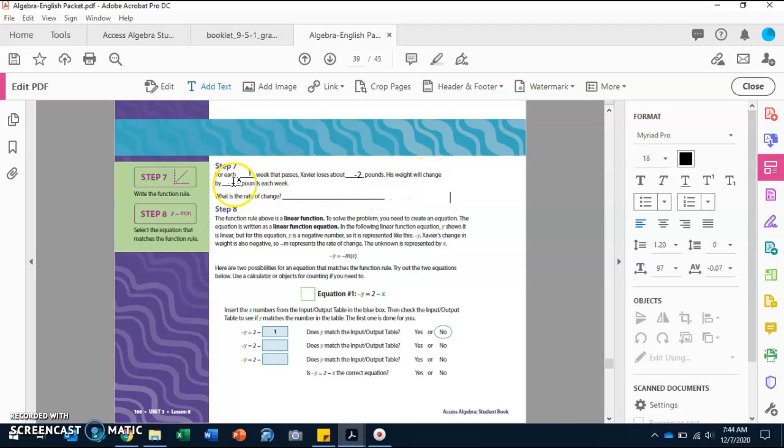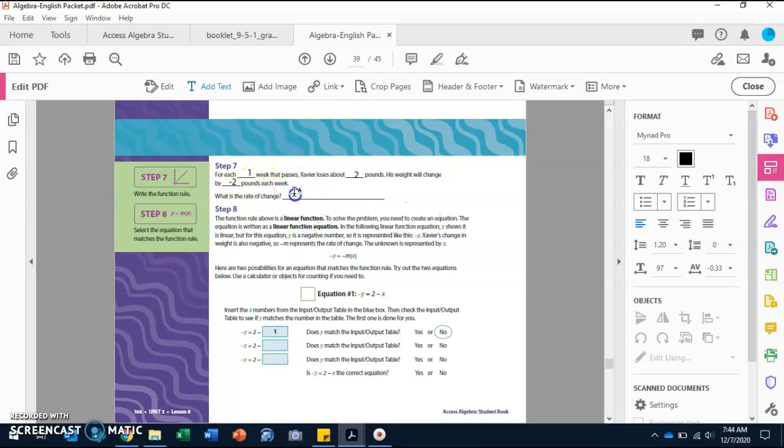His weight will change by, oh, I'm sorry, guys. We're going to put 2 pounds because he's going to lose 2 pounds. Let me see if I can pick this up. No, I can't. Okay, this is a 2, guys. I know it looks a little weird. And his weight will change by, over here, -2 pounds. It's the same thing, but over here we put the negative, over here no. So here it's just telling us that for every 1 week, Xavier will lose 2 pounds. His weight will change by -2 pounds each week.